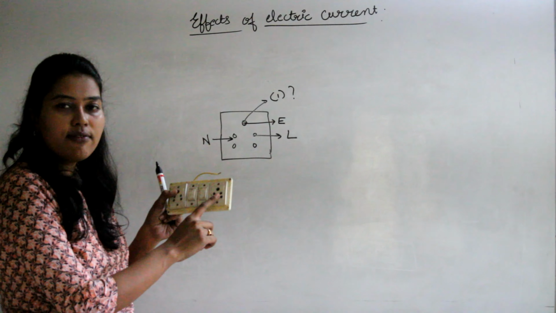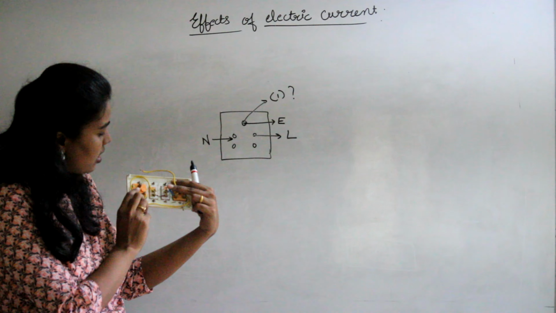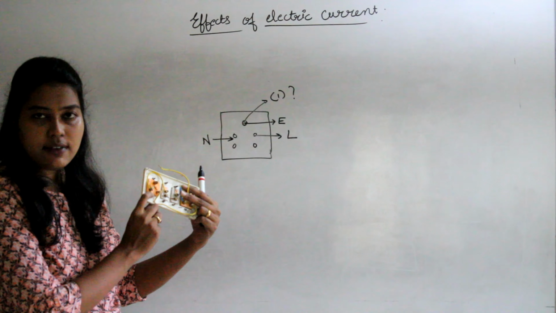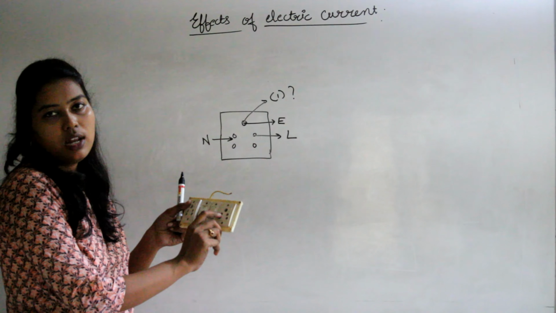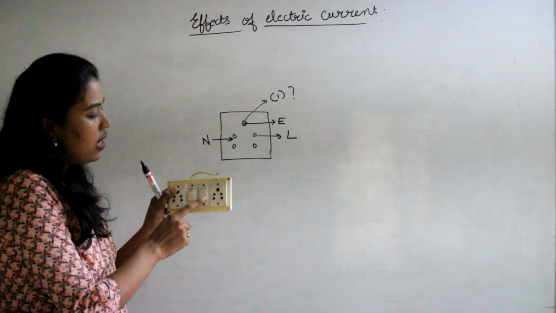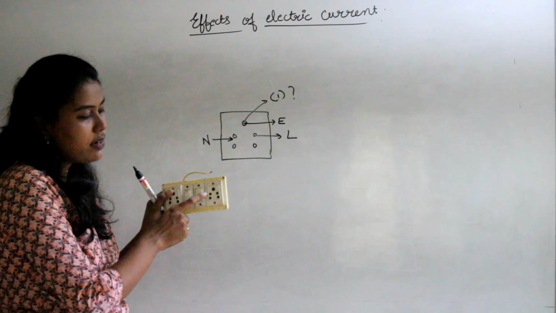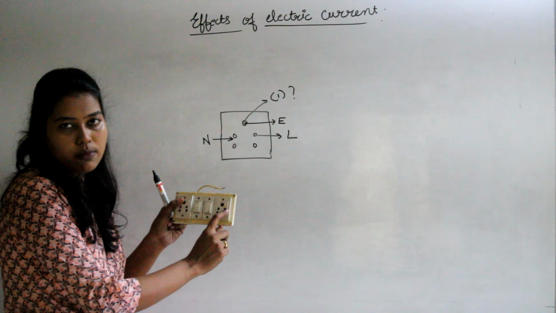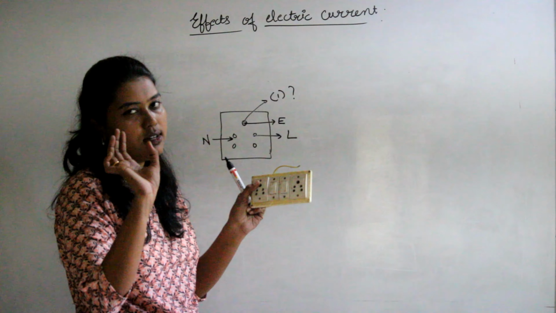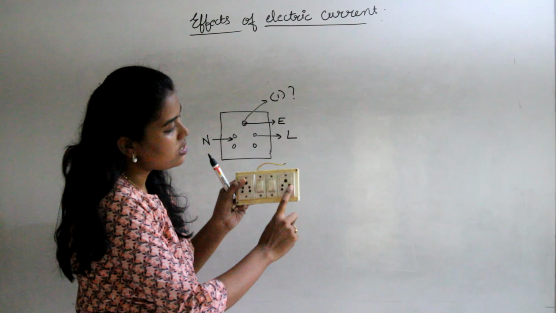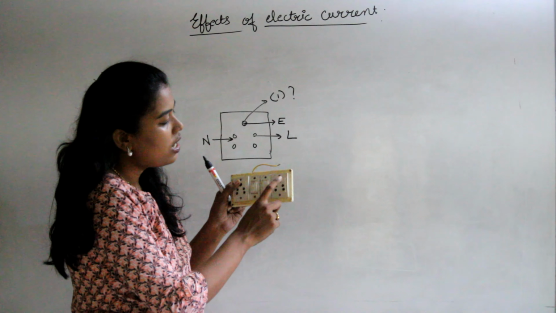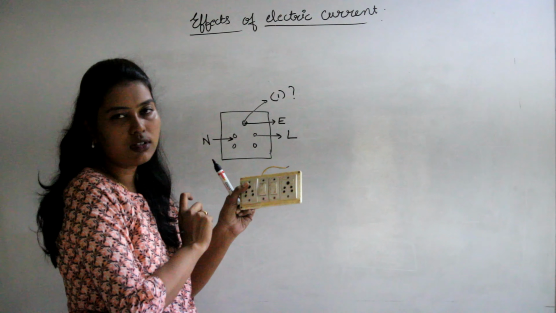You can test, any of these terminals can be live. The terminal to which the live wire is connected, from here you can get the connections, will become your live terminal. If the live wire is connected here, this will be your live terminal. If it is connected here, this will be your live terminal. So you have to test it through the tester. So one is your live, another is a neutral, and the third terminal is your earth terminal.